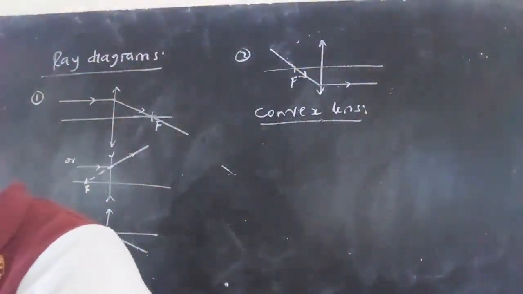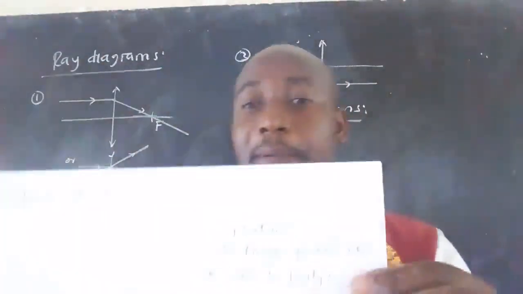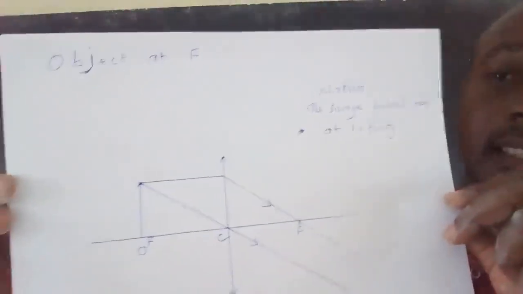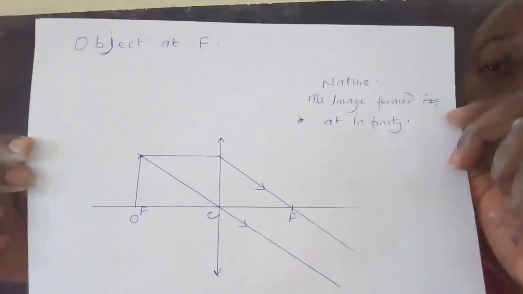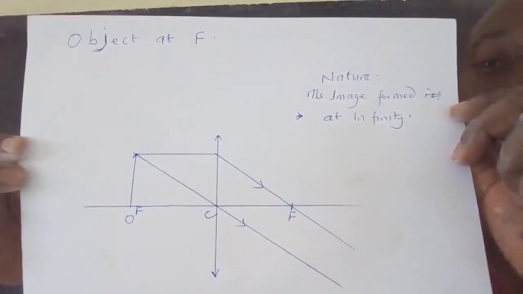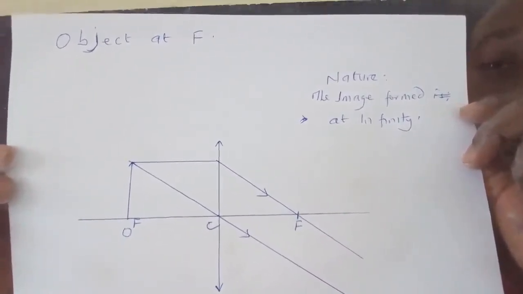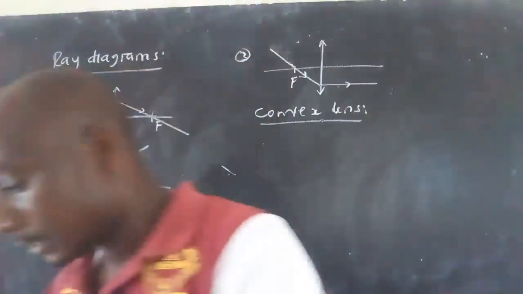We shall have the object placed at F. Is that clear? Object placed at what? At F. So the image is formed at infinity. So those two refracted rays should be parallel to each other because the image is formed at infinity, and besides that, the image formed is real. Yeah. Next.